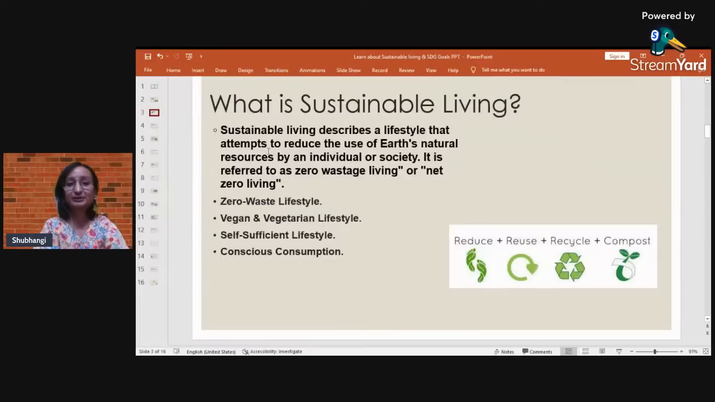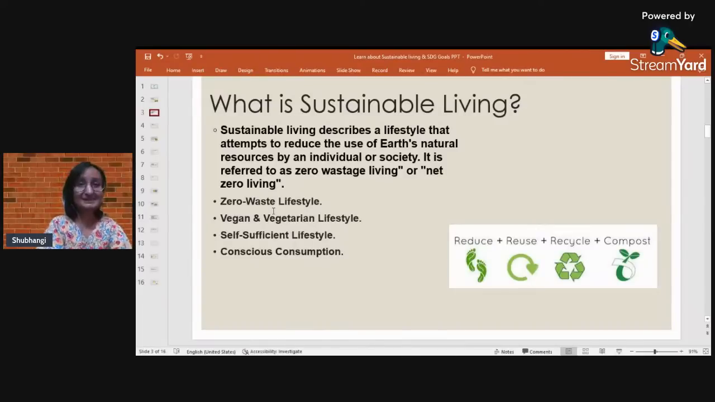So, sustainable living is about using natural products with zero wastage, or zero wastage living. How can we do that without wasting? How can we use things without wasting? Zero wastage, we can implement. Our first practice could be a zero wastage lifestyle, a vegan and vegetarian lifestyle.